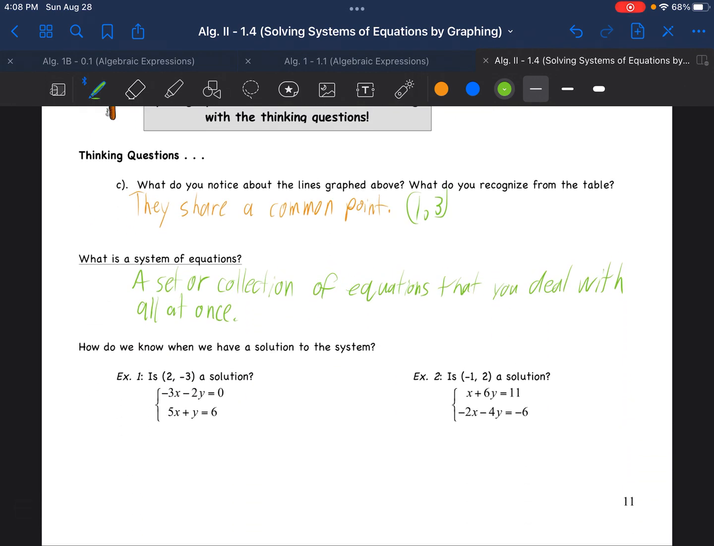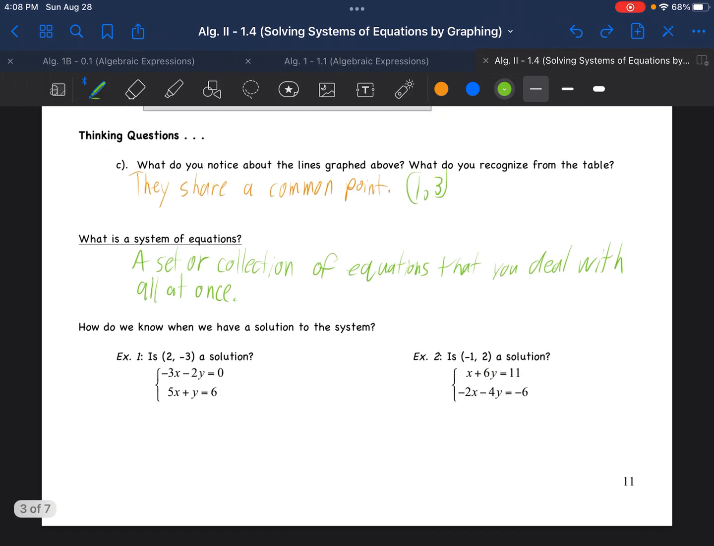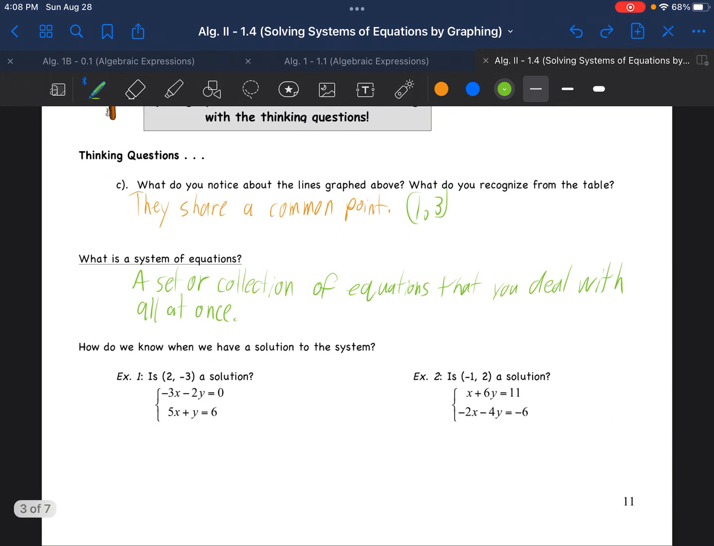So how do we know if we're just given a random point if that's a solution? That's what we deal with in examples 1 and 2. We're given a system of equations, which will often be written with that symbol there, showing, hey, these go together. It's a system. And we're told, hey, is this a solution? It's almost like saying, hey, I wonder if this will work to solve the puzzle. Why don't you check?